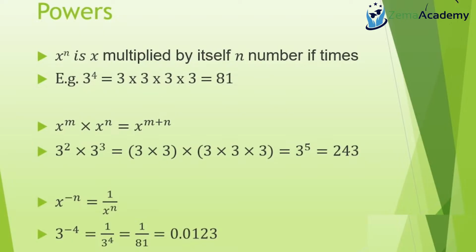The next rule I've got on here is to do with a minus n. So, x to the power of minus n is the same as saying 1 over x to the power of n. So again, the example we've given is 3 to the power of minus 4 is exactly the same as saying 1 divided by or over 3 to the power of 4, which equals 1 over 81, and that's 0.0123.